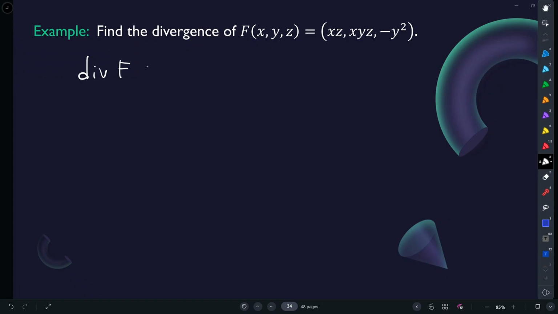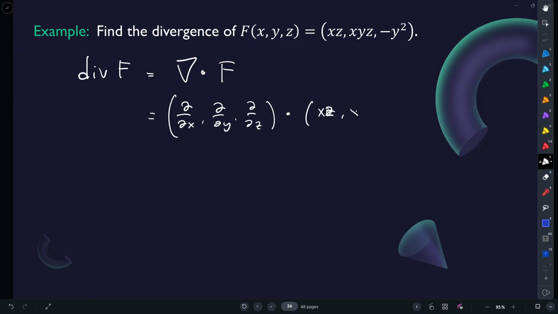So the divergence, div of f, is the dot product of the gradient with f. So it is partial with respect to x, partial with respect to y, partial with respect to z, dot with x, z, x, y, z minus y squared. So it will be the derivative with respect to x of the first coordinate, which is z, the derivative with respect to y of the second coordinate, which is xz, and the derivative with respect to z of the third coordinate, which is 0. So that is the divergence. Much easier to compute than a curl.